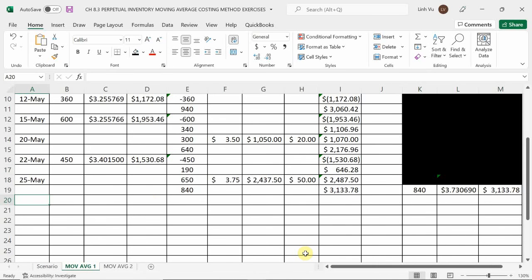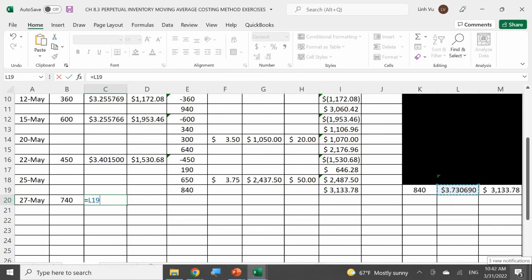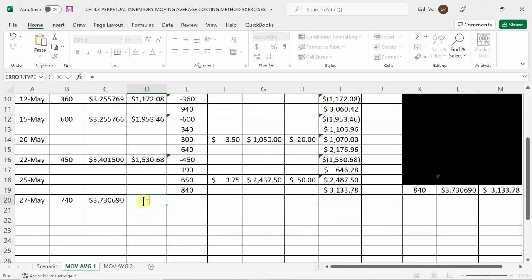So we are on May 27. We sold 740 units, right? At an average cost of 3.73. So what is my total cost of goods sold here? 2,760.71. Okay. And we need to subtract that out. So I am left with 840 minus 740 gives me 100.